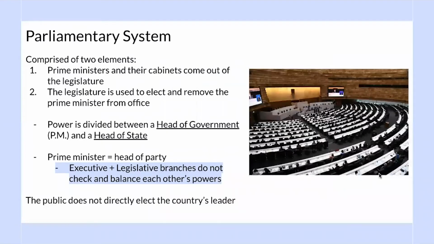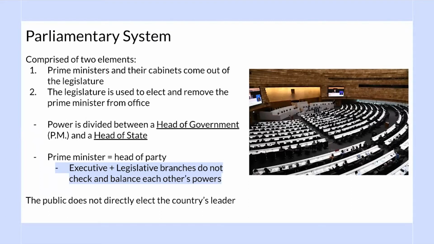The parliamentary system comprises 2 main elements. The prime minister and their cabinet come out of the legislature, and the legislature is used to elect and remove the prime minister from office. Power is often divided between a head of government, which is the prime minister who holds executive power, and a head of state, who is the monarch, who holds ceremonial power. The prime minister is also often the head of the party with the majority of seats in the legislature.